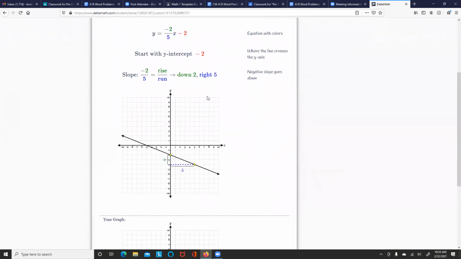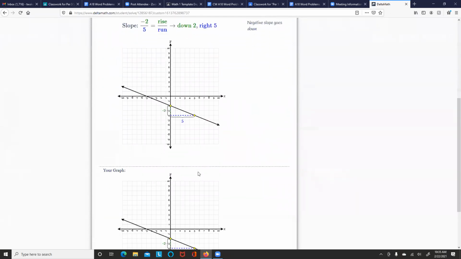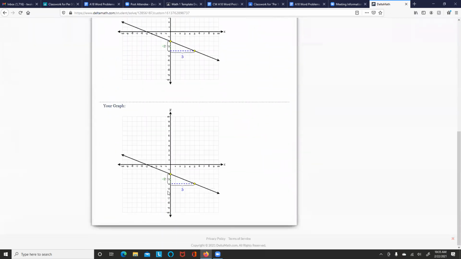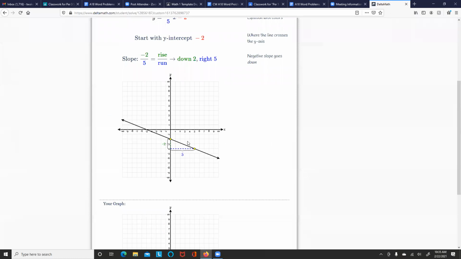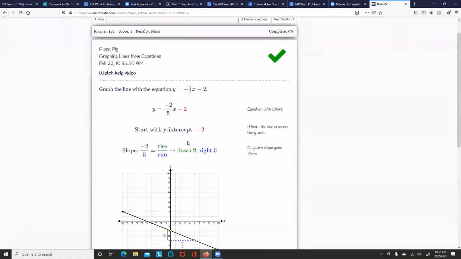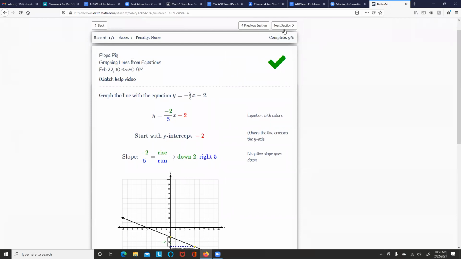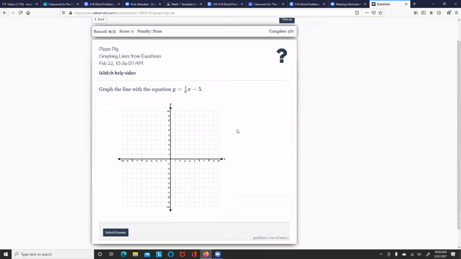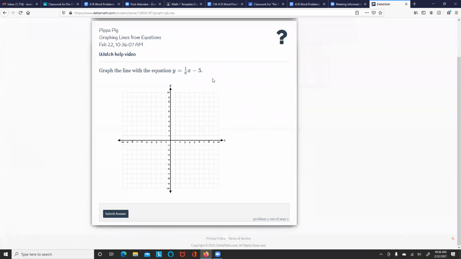And if you get it wrong, it'll show you how to do it correctly. It'll show you what your answer is and what the correct answer is. So that's the beautiful thing about Delta. It gives you instant feedback, right? That's why this is awesome. All right, so you guys do the next one. Go ahead and graph y equals 1/6 x minus 5. I'm not going to tell you the answer, but Delta will tell the answer once you submit it.